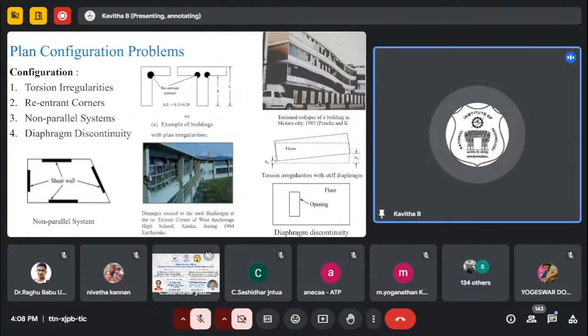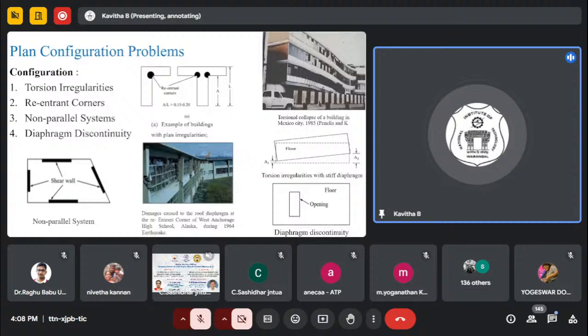Okay, so this is what we have discussed about the vertical direction irregularities. Next are the plan configuration irregularities. When you see from the plan, here also one has to go for a regular building instead of having it planned in some non-parallel systems and other things. So openings should be avoided, re-entrant corners should be avoided.